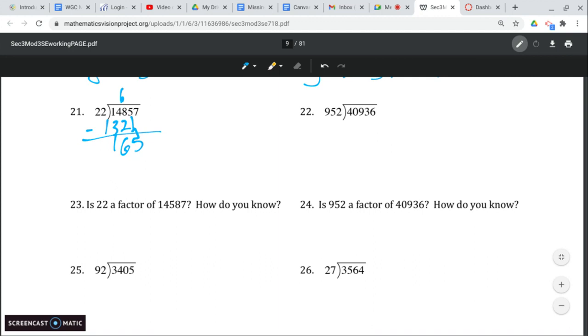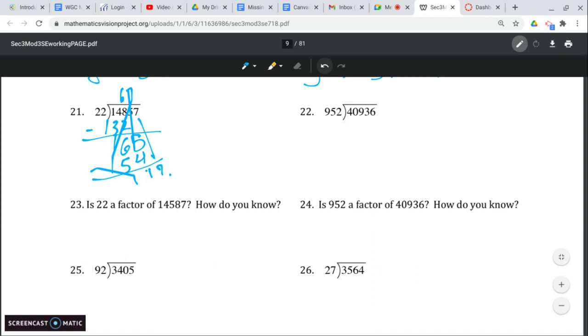That'd be 7 times. Oops, sorry. 7 times. We'll just have to deal with the line. So 22 times 7 is 154. Oh my goodness. I apologize for these crazy lines everywhere. 165 minus 154 is 11.